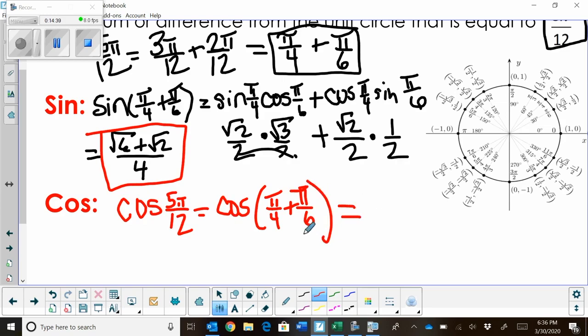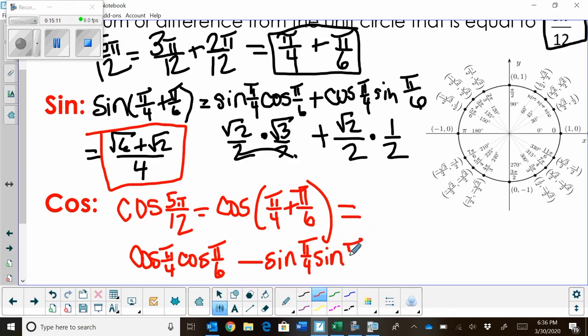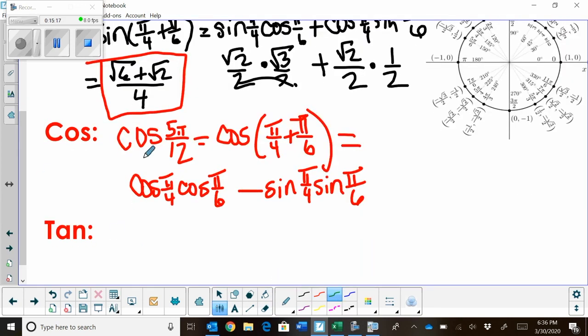Now let's expand our cosine formula. Cosine works like this: cosine, cosine, sine, sine, opposite sign in the middle. So we're going to write this as cosine of pi over 4 times cosine of pi over 6. Opposite sign, so minus sine of pi over 4 times sine of pi over 6. Okay, and again, you can use your unit circle if you need to. Hopefully, again, we're weaning ourselves off that.